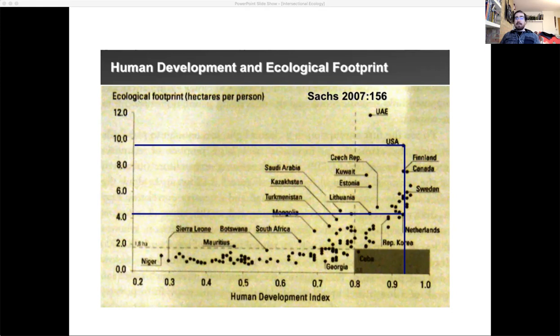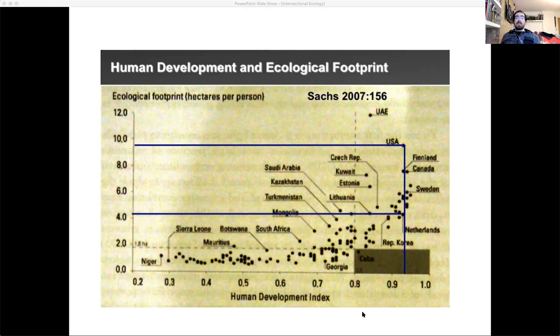For example, the Netherlands has the same Human Development Index as the United States, but the United States consumes almost 2.5 times more. But of course, all the developed countries consume more than 4 hectares per capita, which is more than double the global sustainable level. It means that they can consume that amount of resources only if someone else is not consuming it.